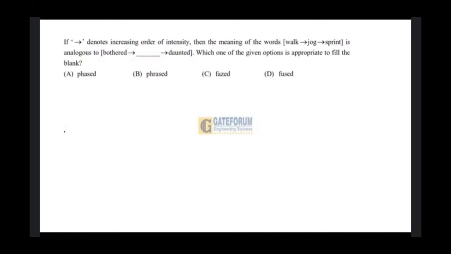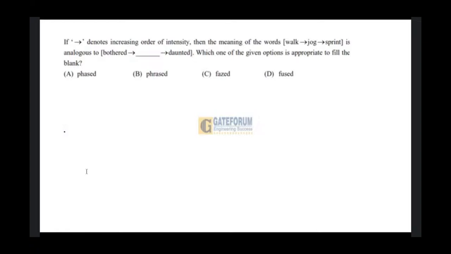Availability, 1 mark. If arrow denotes increasing order of intensity, then the meaning of the words walk arrow, jog arrow, sprint is analogous to bothered arrow, dash, arrow, daunted. Now I hope, by the way, analogous means is similar to. So you can see that walking, jogging, and sprinting means running. And these are in the increasing order of intensity.